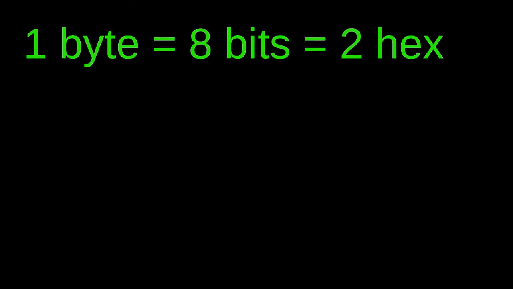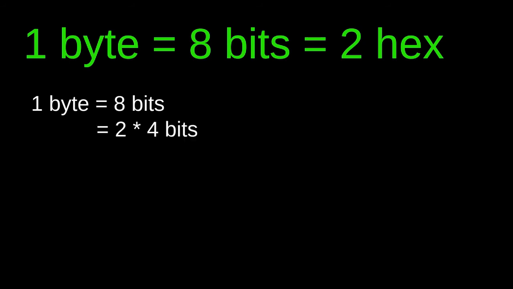So now I'm going to show you how bits, bytes, and hex all relate together. 1 byte is equal to 8 bits, and 8 bits is equal to 2 hex. Let's see how. We know that 1 byte is equal to 8 bits. Rewriting 8 bits, it is equal to 2 times 4 bits. Earlier, we established that a single hex can be represented in 4 bits. So here, 2 times 4 bits can be represented in 2 hex.